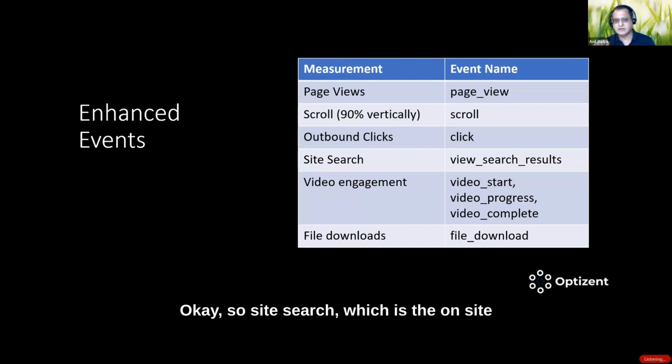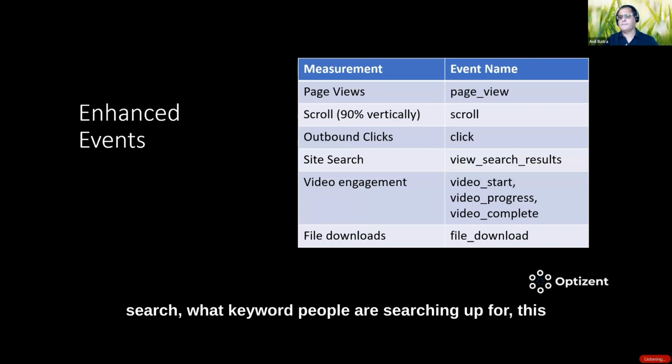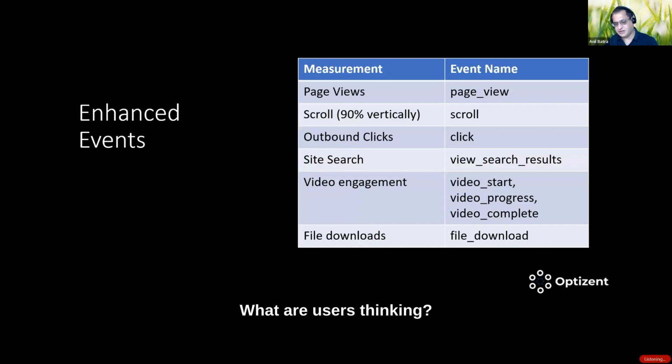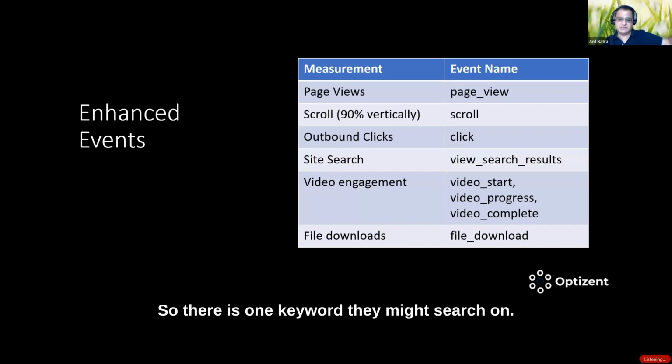Okay. So site search, which is the on-site search, what keywords people are searching for. This is automatically tracked. If you haven't implemented it, you should, because that tells you, as a content marketer or as a marketer, whichever field you're working with, what users are thinking. So there is one keyword they might search on.